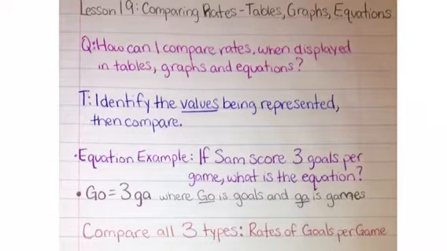The question we're searching to answer is, how can I compare rates when displayed in tables, graphs, and equations? So we compare data all the time when we're looking at prices of things that we want to buy, or how long something is going to take and what's the best way to do something based on how long it'll take, how much energy we're going to expend doing a certain thing. Really, we compare data all the time.